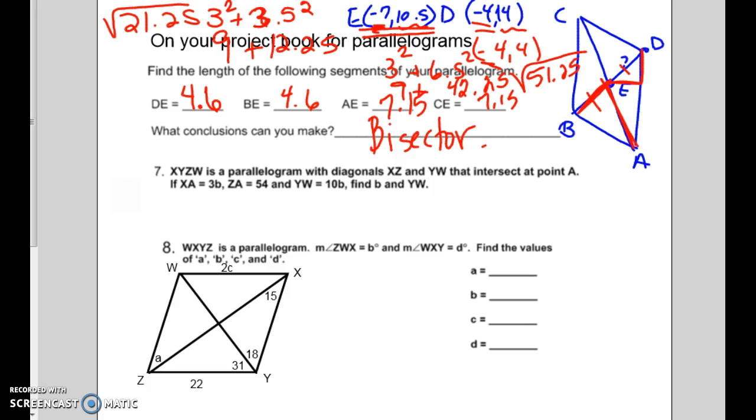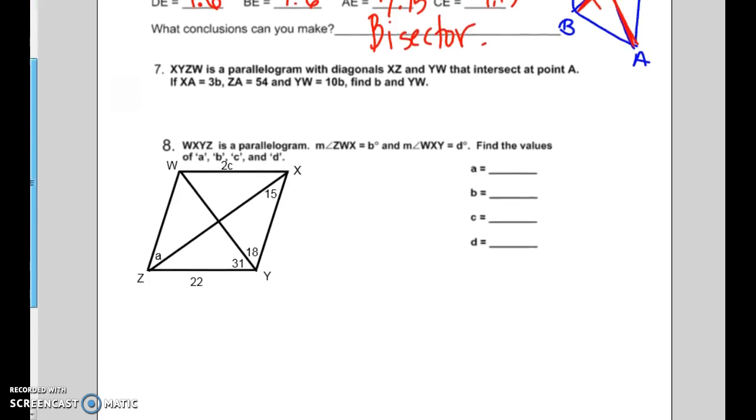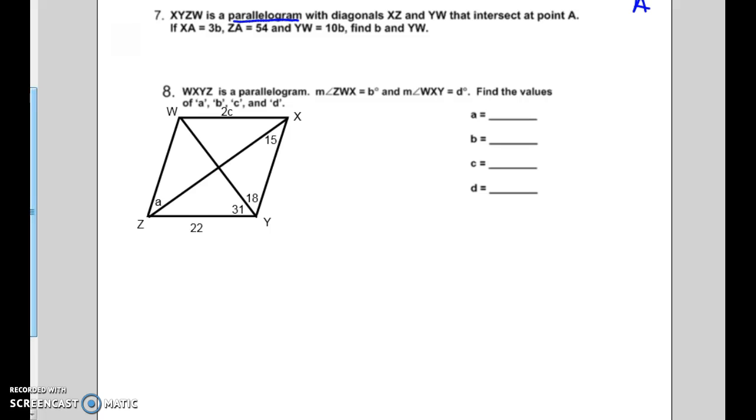Okay. Naming parallelograms. Number 7 does not have a picture, does it? It tells me it's a parallelogram, so I'm going to draw it. Very, very important: they told me what it was called. Do not do the Z thing. Some of you, when you want to name a shape, you go like this: X, Y, Z, W. That is wrong, because it says diagonal X, Z. Is this a diagonal? When you name it, you go in a straight circle: X, Y, Z, W.